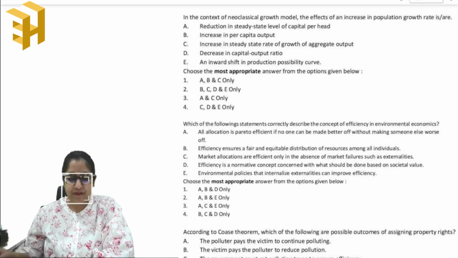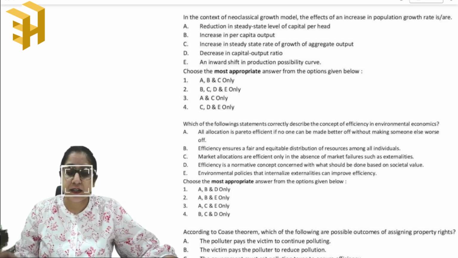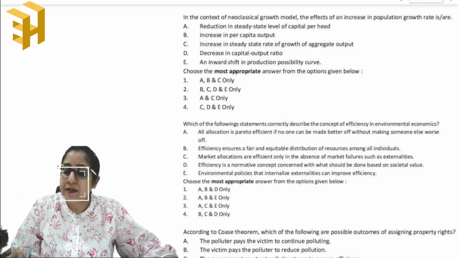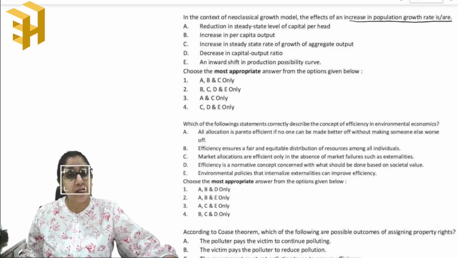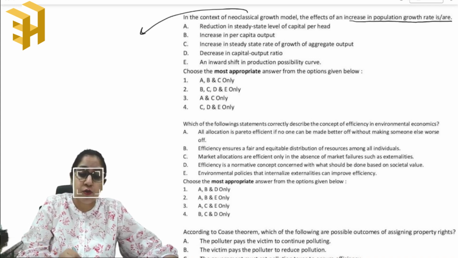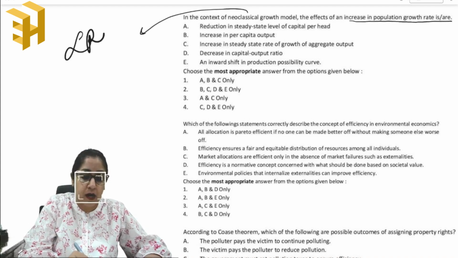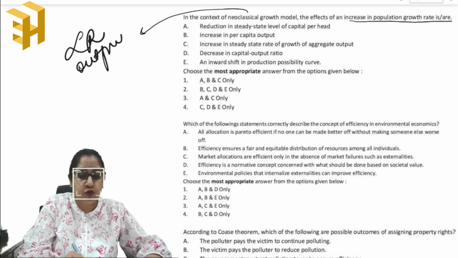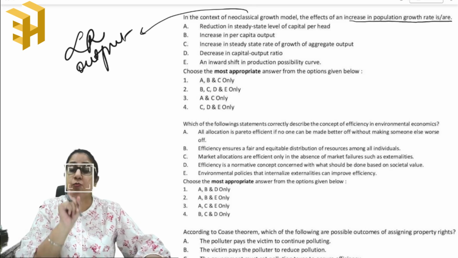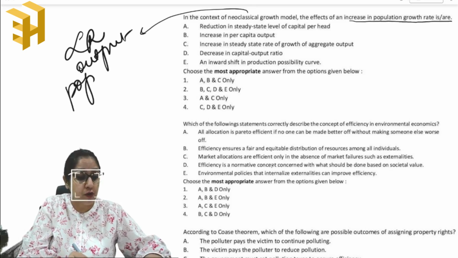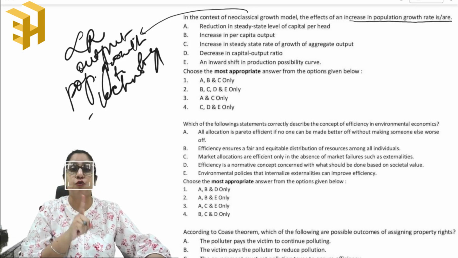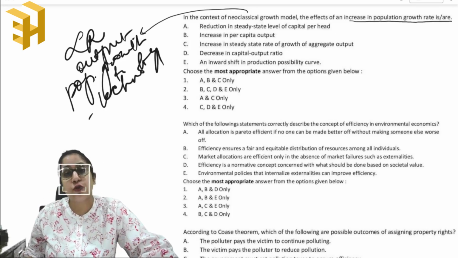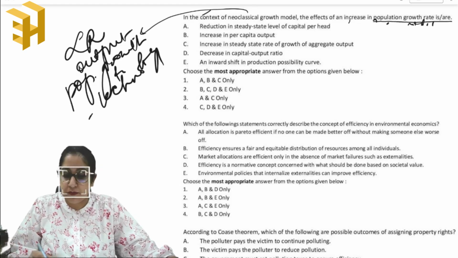So let's start. Now, in the first question, in the context of neoclassical growth model, the effect of an increase in population growth rate is or are. First thing that you need to remember is that neoclassical growth model states that in the long run, output growth is solely because of exogenous factors. What are those exogenous factors? Population growth and technology, right? So these are the two exogenous factors which will lead to growth in the long run according to neoclassical growth model. Let's read the first statement.